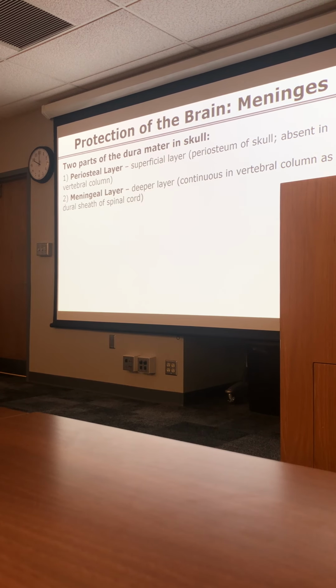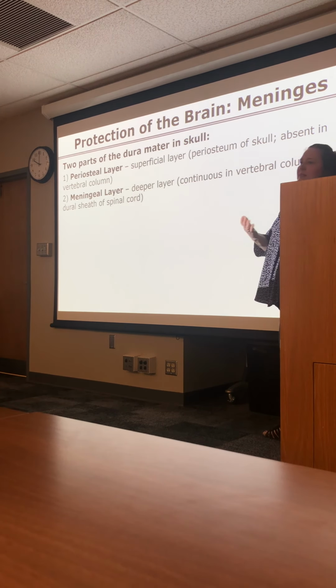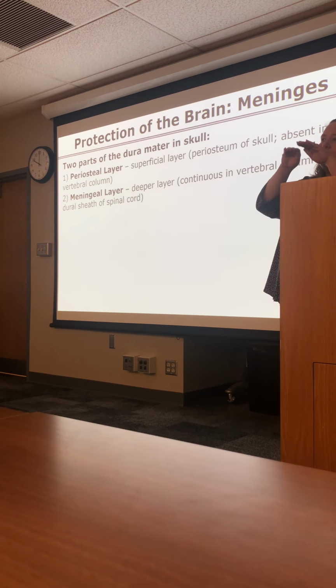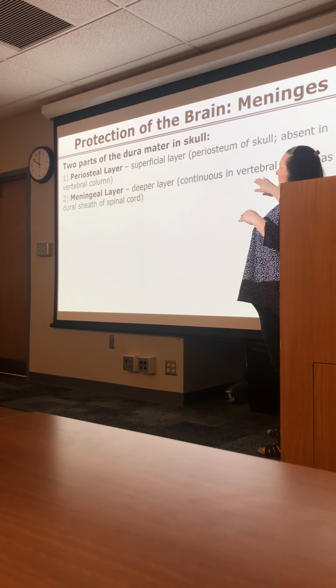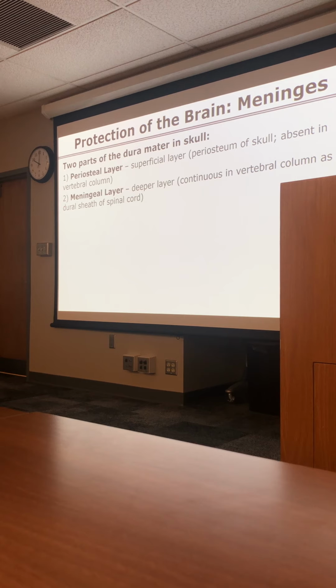And when we look at it in the cranium, so within the skull, there's 2 layers to it. The more superficial layer is the periosteal layer. And if you remember, the periosteum is that connective tissue covering on bone. So if you go on the underside of the skull, you have the periosteum. That periosteum is actually part of the dura mater as well. Then deep to that, you have the meningeal layer. And this is going to be continuous with the dura mater that's going to be found in the spinal cord. So you have 2 layers, you have the periosteal layer and you have the meningeal layer.